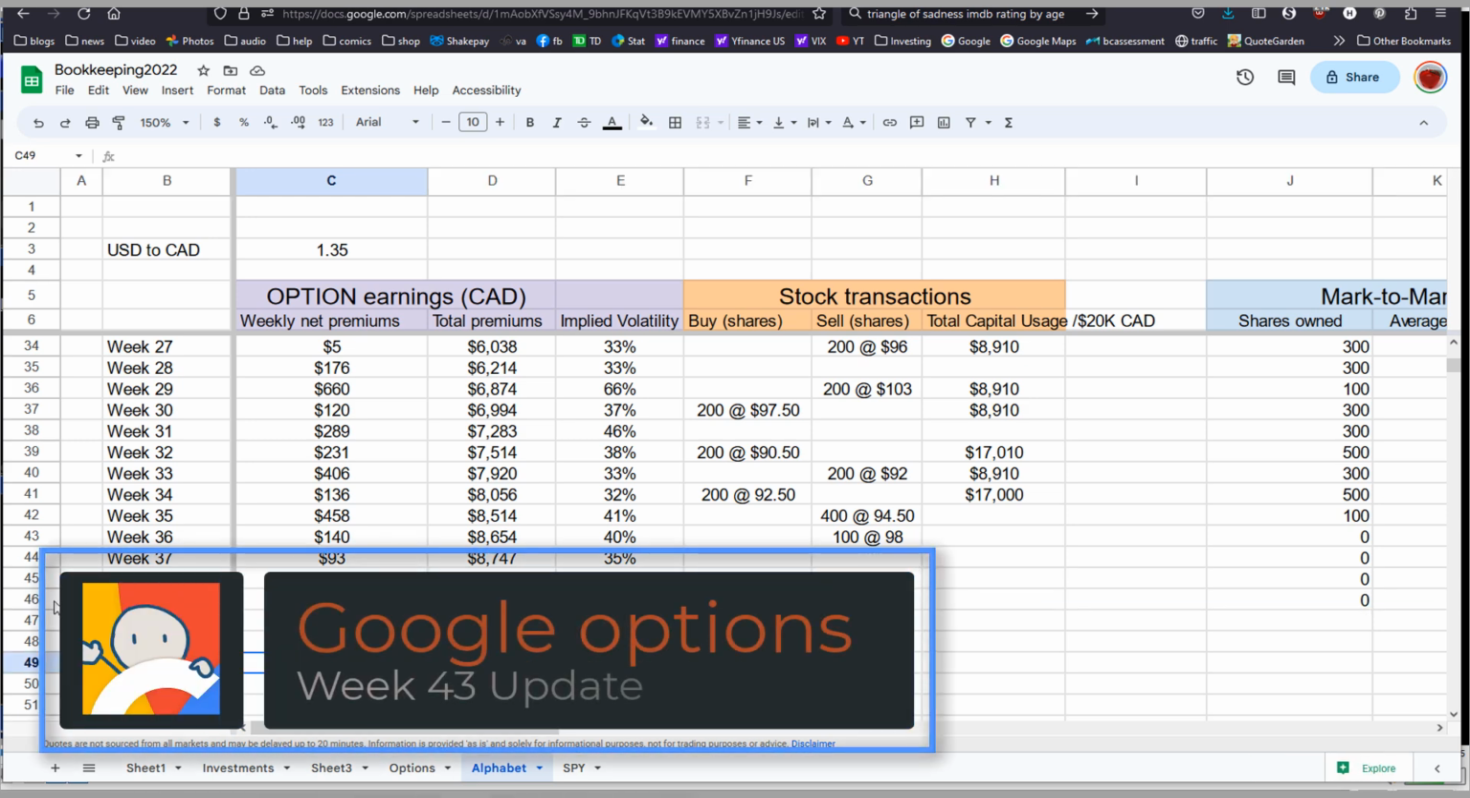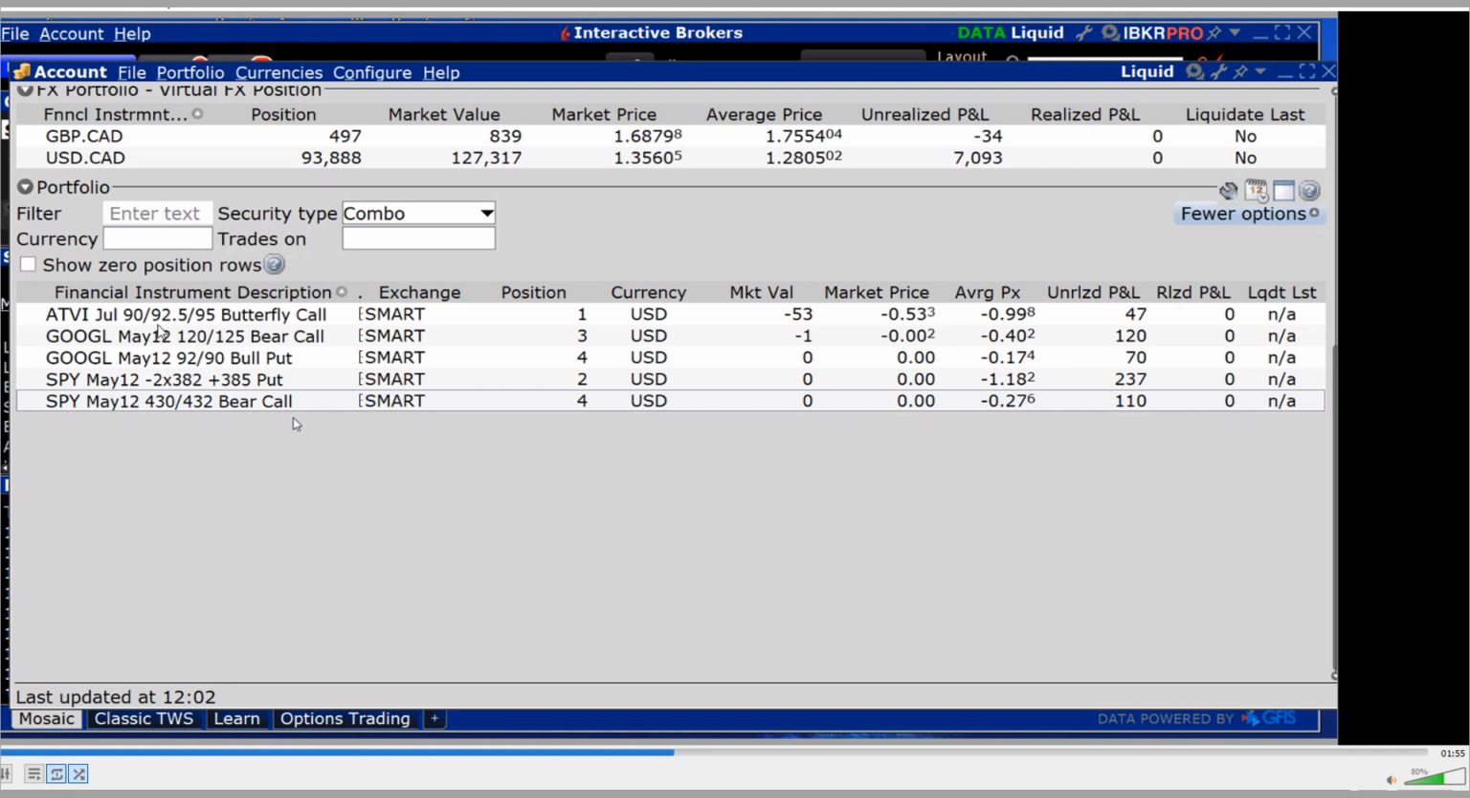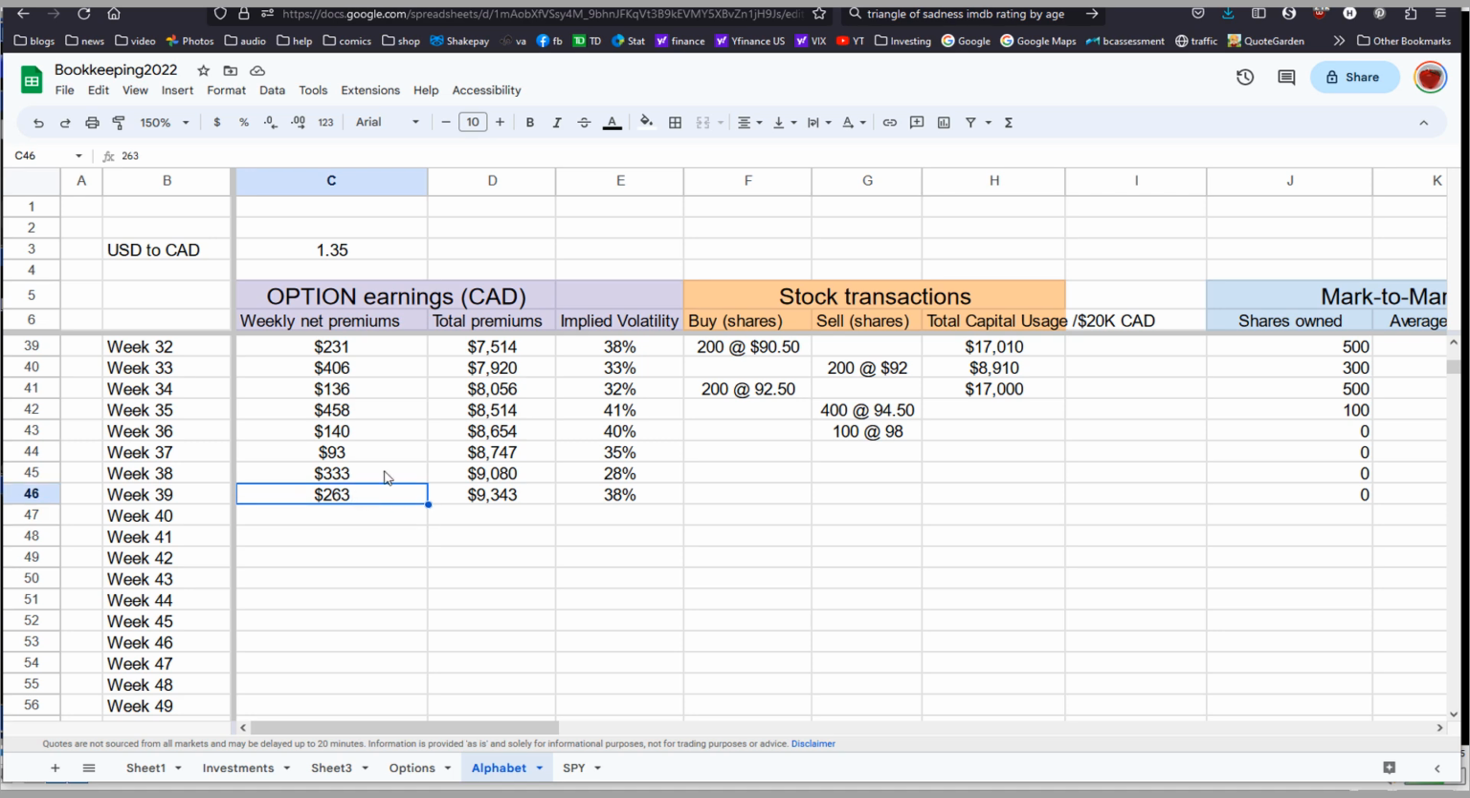So week 39 was the week I went on vacation. I put in 2 trades, expiring on May 12th, which was last week, and they both expired out of the money. So I made a profit of 120 plus 70. That's in US dollars, and in Canadian, it's 263.